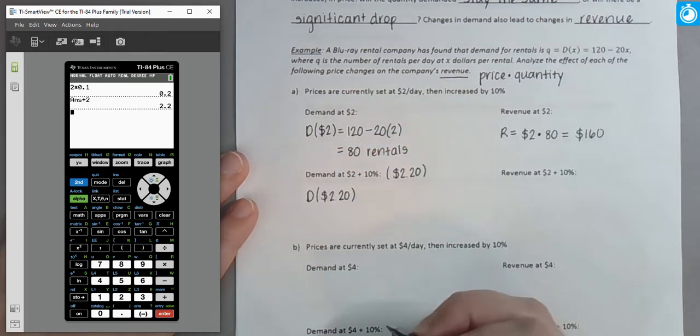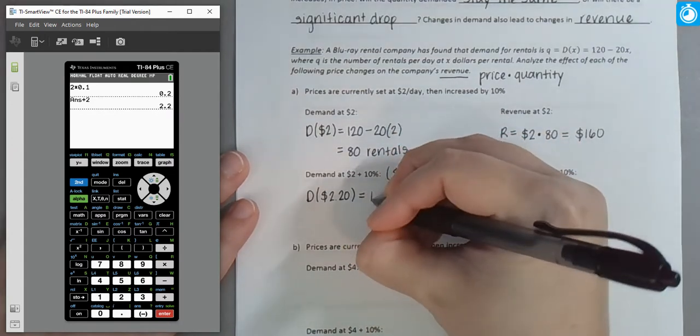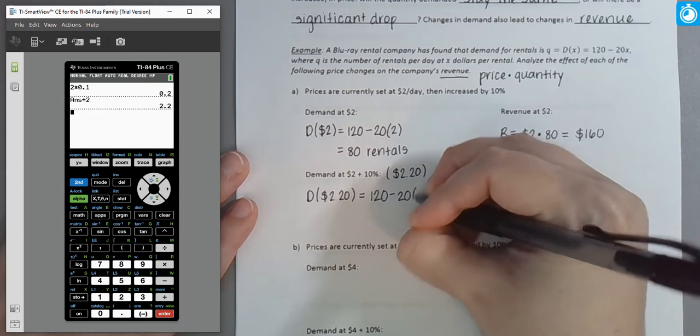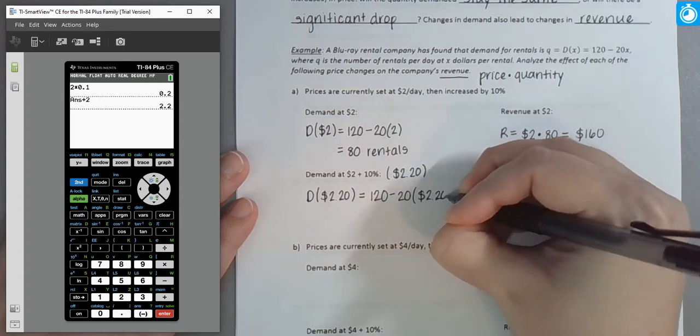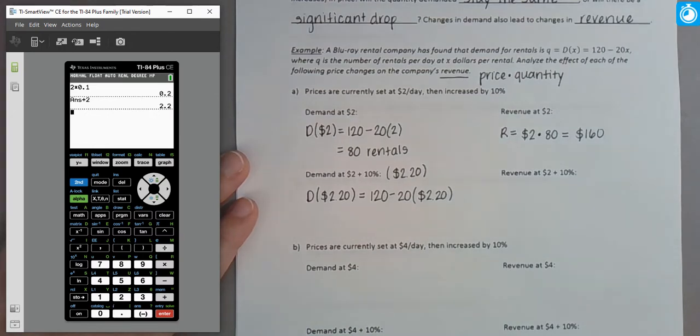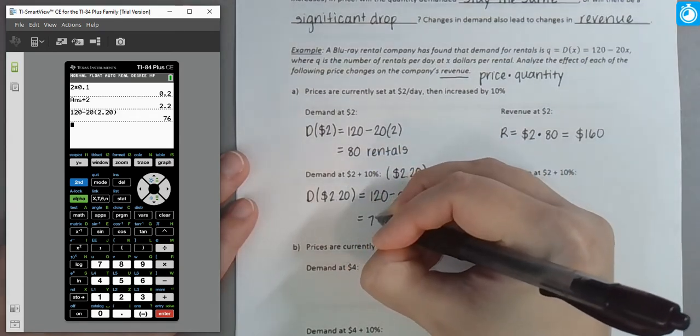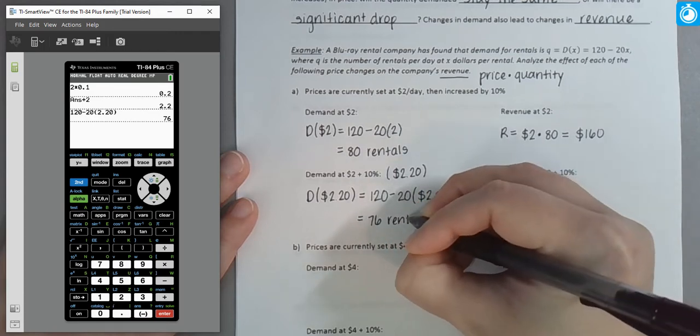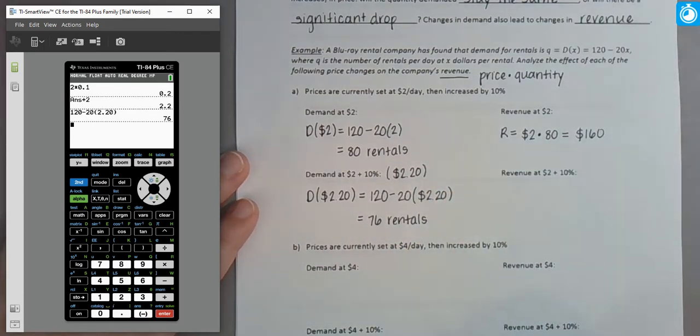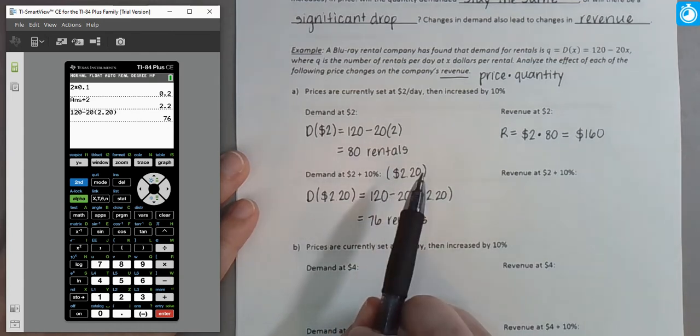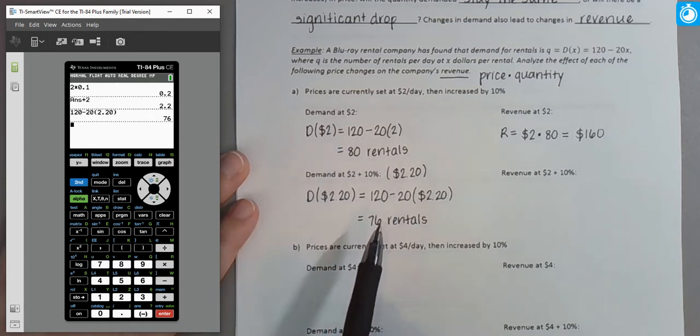So demand, when we charge $2.20 per item, is going to be 120 minus 20 times $2.20. Okay, let's plug that one into the calculator. So 120 minus 20 times $2.20. Okay, and that's going to give us 76. So again, 76 what? 76 rentals. We're talking about the quantity of purchases, in this case the quantity of rentals. So notice by increasing the price, we go from 80 rentals and we decrease to 76 rentals. So 4 fewer rentals we expect to take place if we have this price increase.